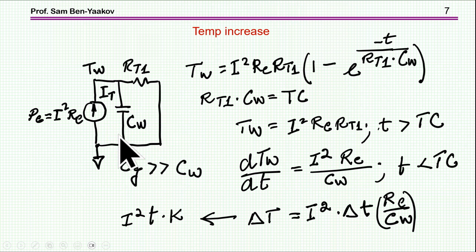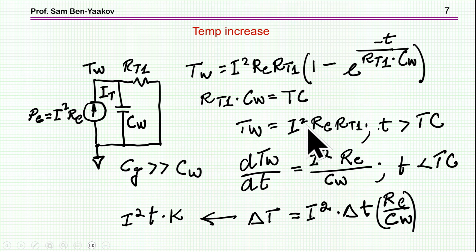Since this is a first order system, we can of course describe it by this exponential equation, and the time constant is of course the product of the capacitance and the resistance. Now we can distinguish between two regions of operation. One is when the time is very large compared to the time constant. This is when the temperature almost stabilizes. In this case, this term will be approaching zero, so we are left with this term. So this will be the temperature after a very, very long time.